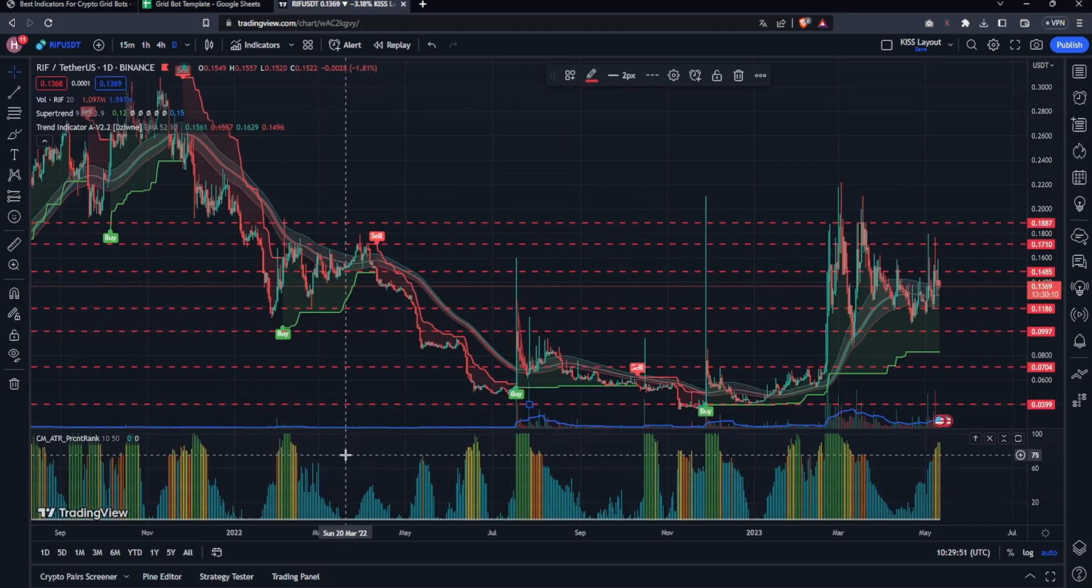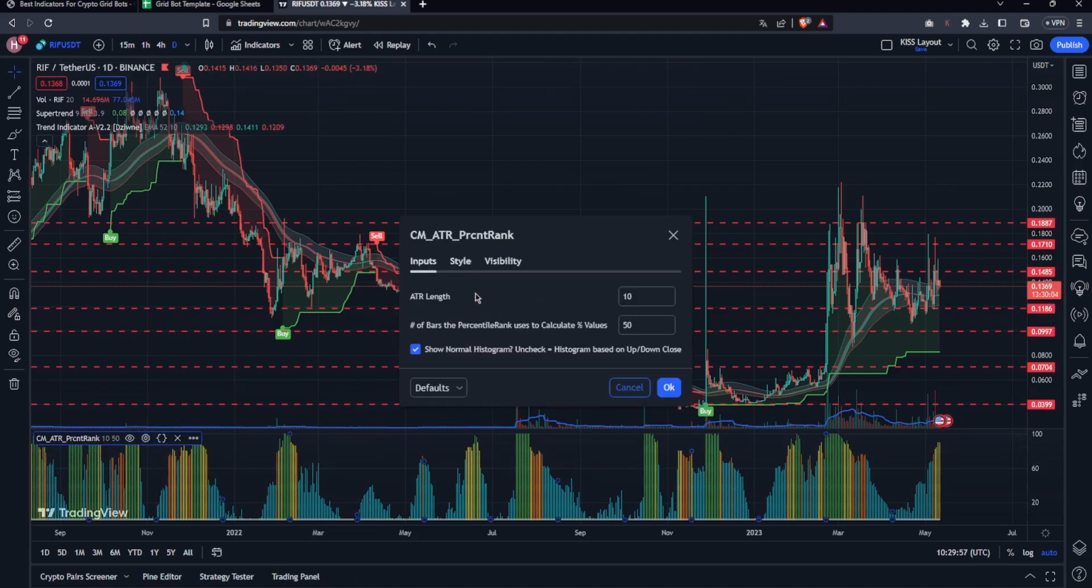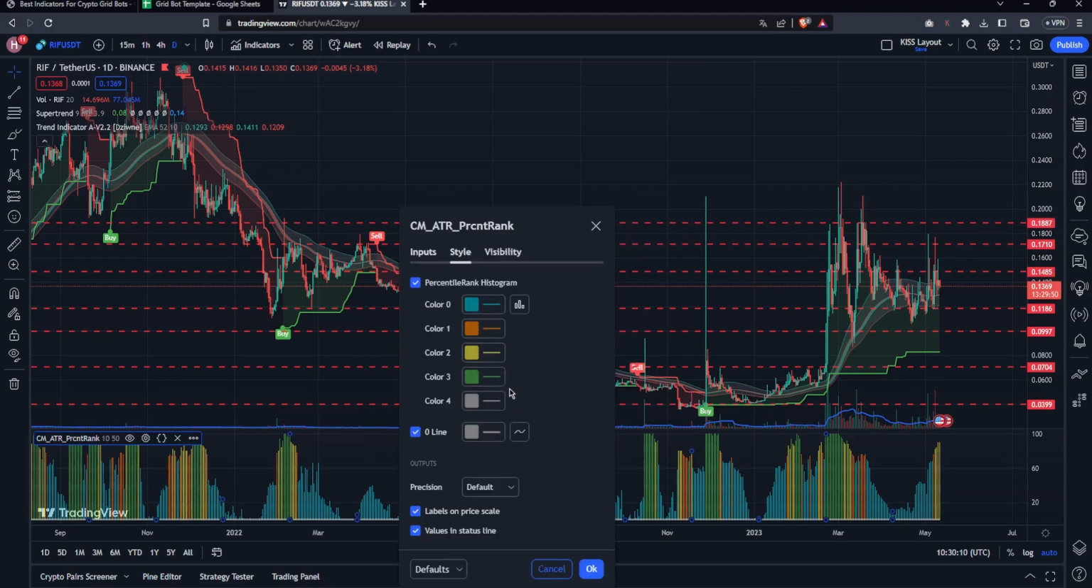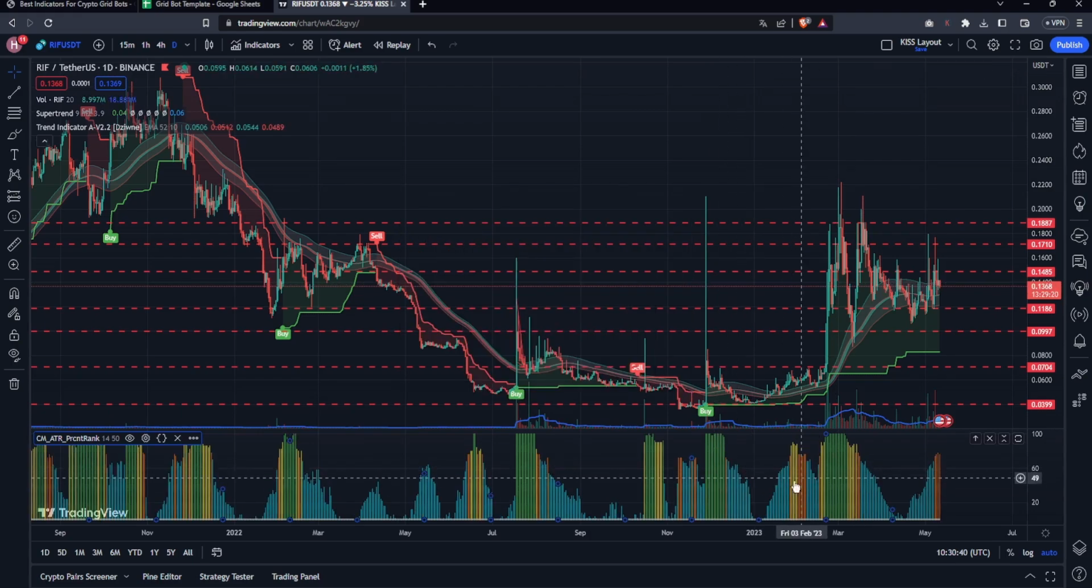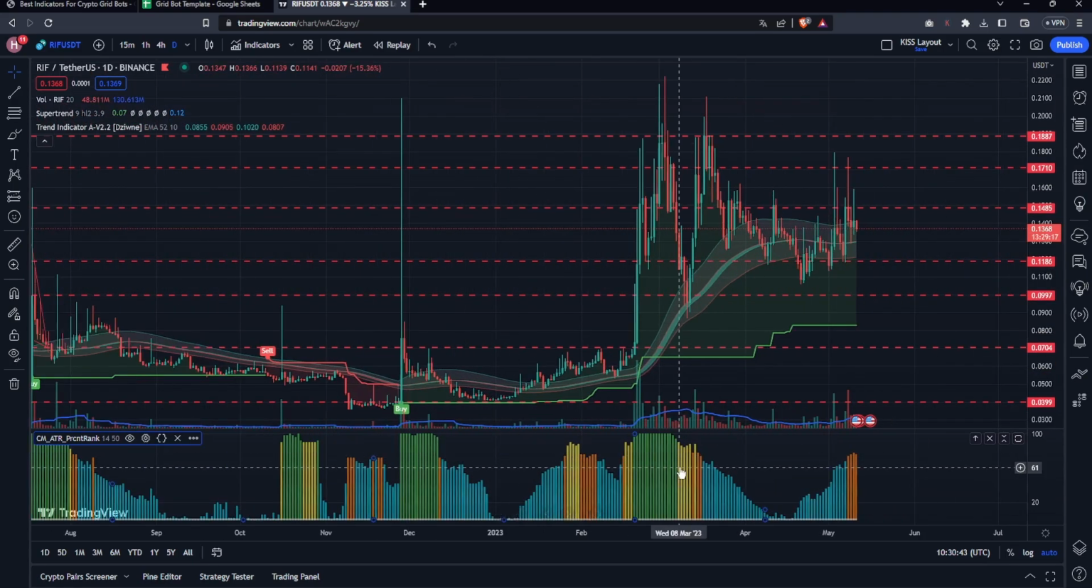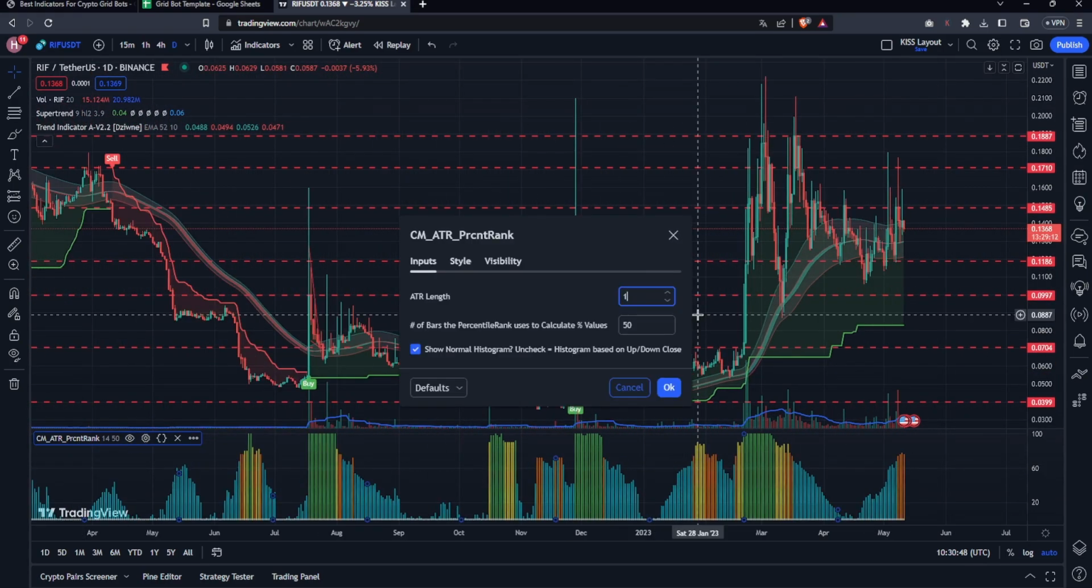While using the ATR percentile, you can also go into the settings right here, and then if you want to change the input for the ATR length, the number of bars it uses to calculate the percentage values, you can also change the colors on style if you want to give it a different color to make it easier to spot high levels of ATR and more volatility or levels of lower volatility. So for example, on the ATR length, you could change it to 14, and then you would see different values here on the ATR, but you can leave it at default for now, which would be 10, and that's it.